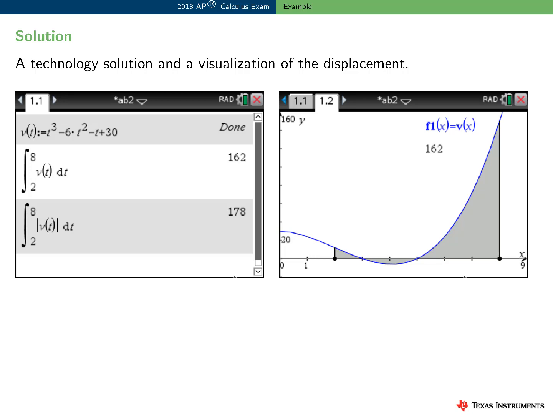Here's a technology solution to this problem and a graphical representation of displacement. Using the TI-Nspire, I first defined the function v. I evaluated this definite integral to find the displacement, and I evaluated this definite integral to find the total distance traveled. Here's a graph of the velocity function. The displacement is the sum of the areas of the regions above the horizontal axis, here 2 regions, minus the sum of the areas of the regions below the horizontal axis, here only 1 region. On the TI-Nspire, I used the Analyze Graph menu to compute the definite integral and to shade in the appropriate region. I think it's pretty cool that we can visualize this. And we got the same answer, thank goodness.